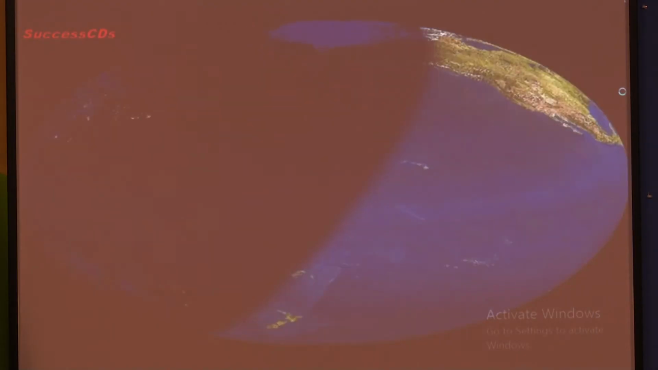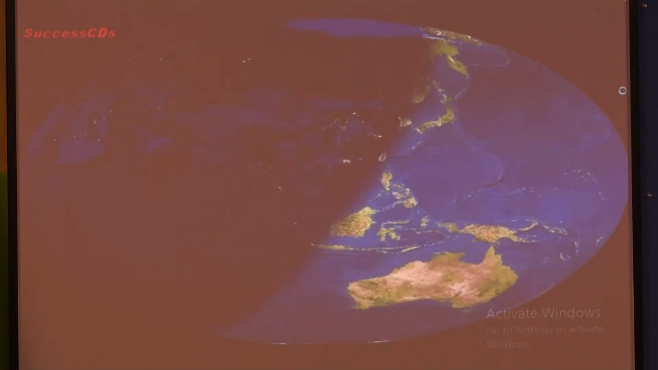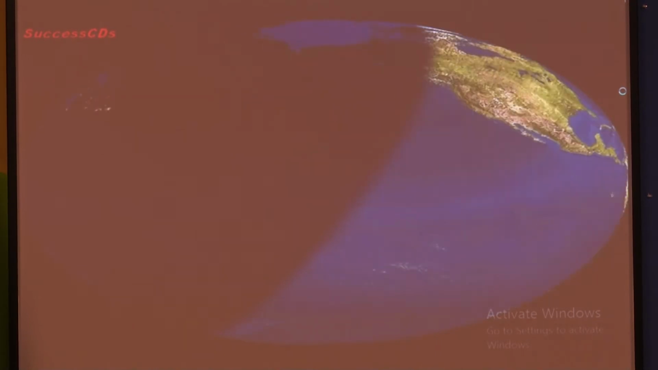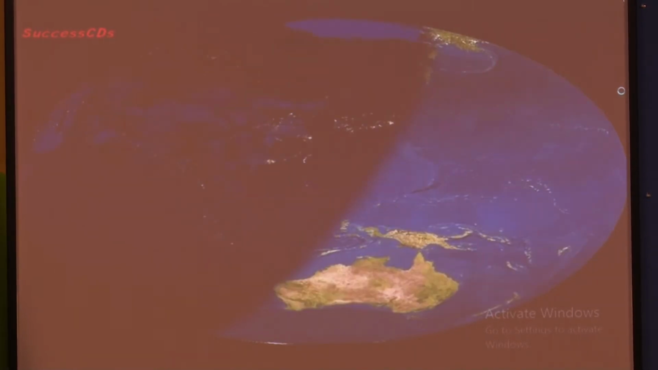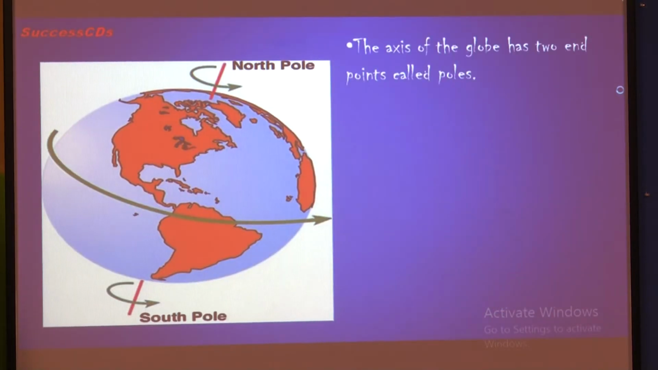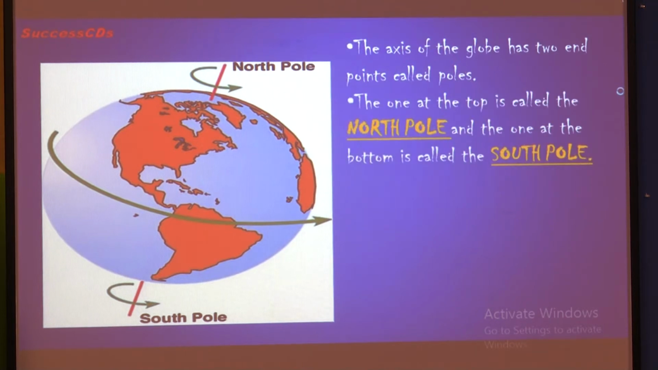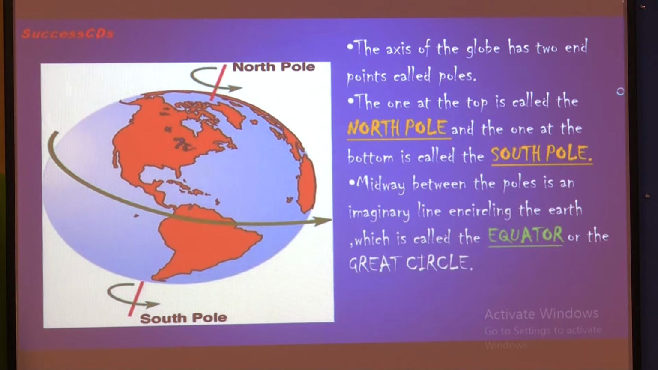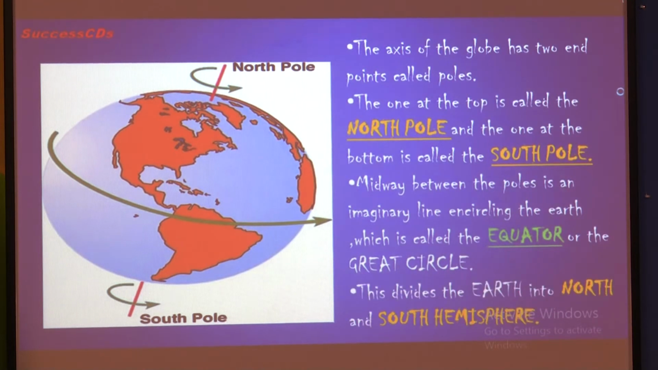Like the Earth, as the globe is spherical, we can see only one half of it. A globe is not fixed, but can be rotated just like the Earth. The axis of the globe has 2 points called poles. The one at the top is called the North Pole and the one at the bottom is called the South Pole. Midway between the poles is an imaginary line encircling the Earth, which is called the Equator or the Great Circle. This divides the Earth into Northern and Southern Hemisphere.